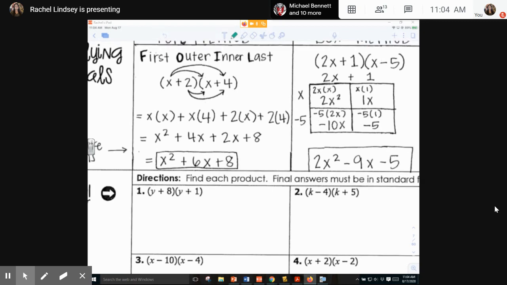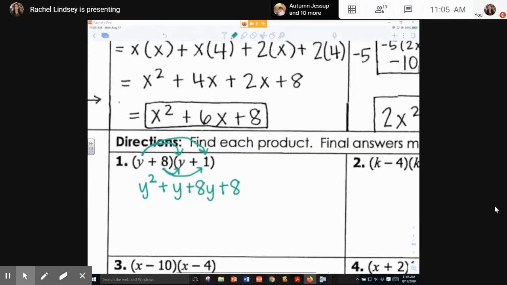Okay, so when we do the FOIL method, we do first times first, outer times outer, inner times inner, and last times last. So if we're looking at number 1 down here, we'll do first times first. So y times y, what's y times y? Y squared, or y to the second power. What's y times 1? 1y. 8 times y, and then 8 times 1. Okay, so that's after FOIL method.